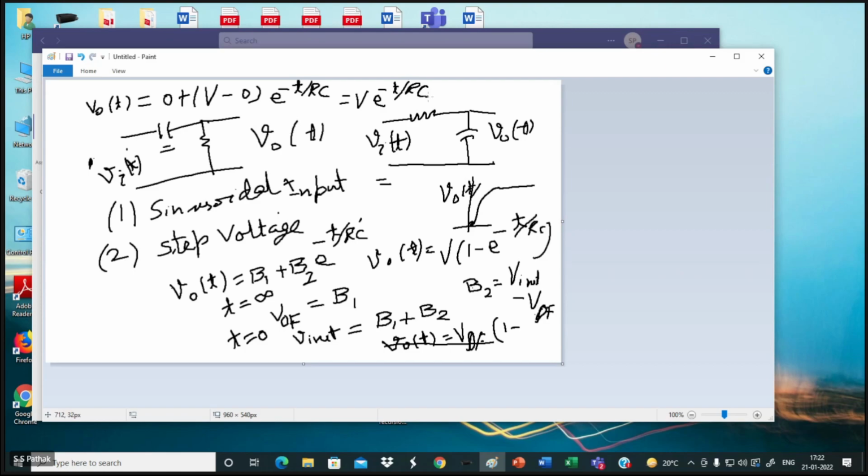When t equal to 0, it is V. So initially it is V. When t becomes infinite, output becomes 0. So this V naught t is for the high pass case, this for the low pass case. Understood now? Same thing happens for the step voltage.